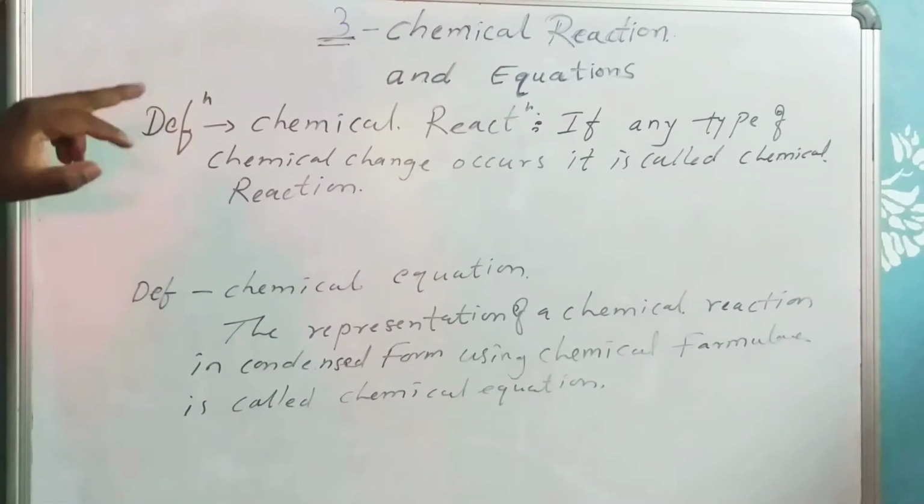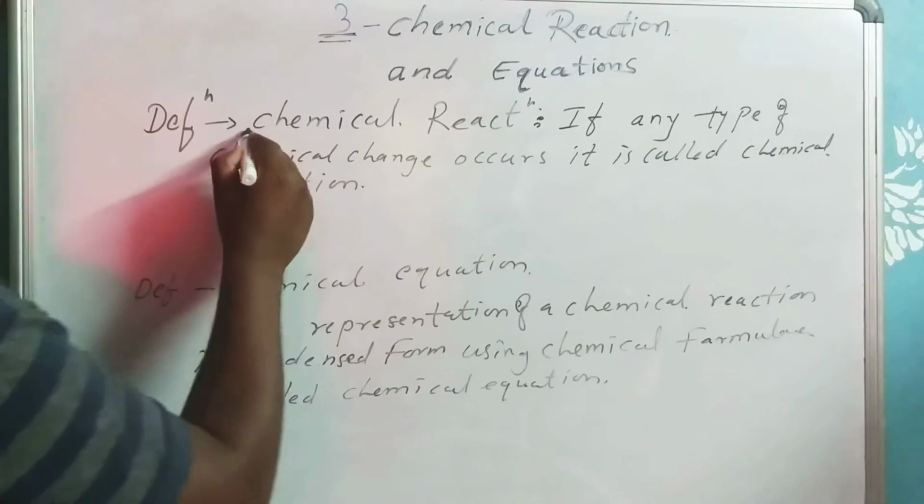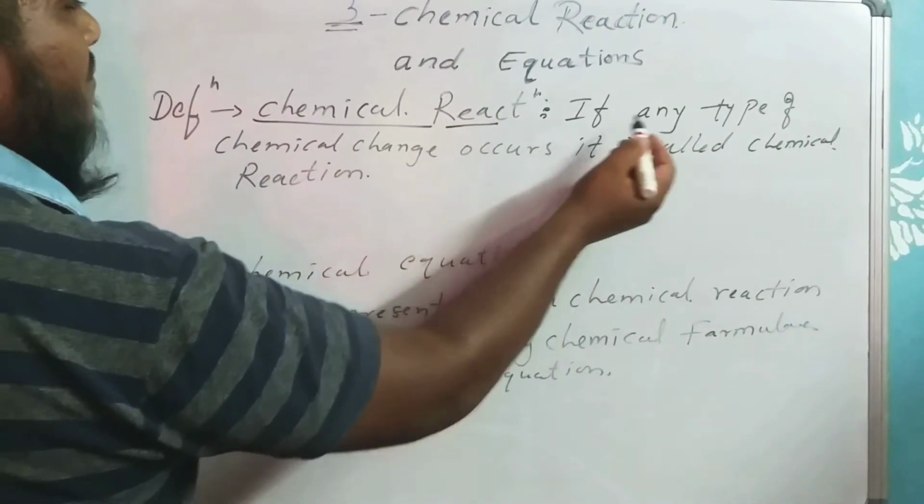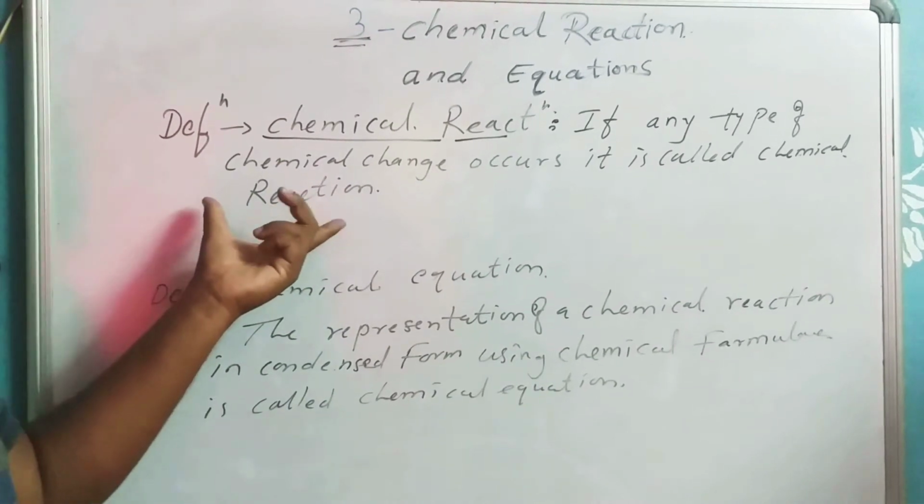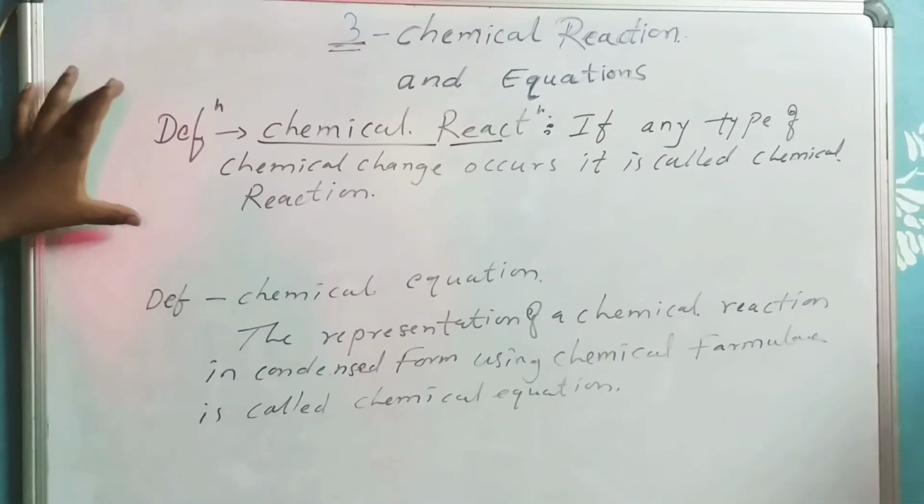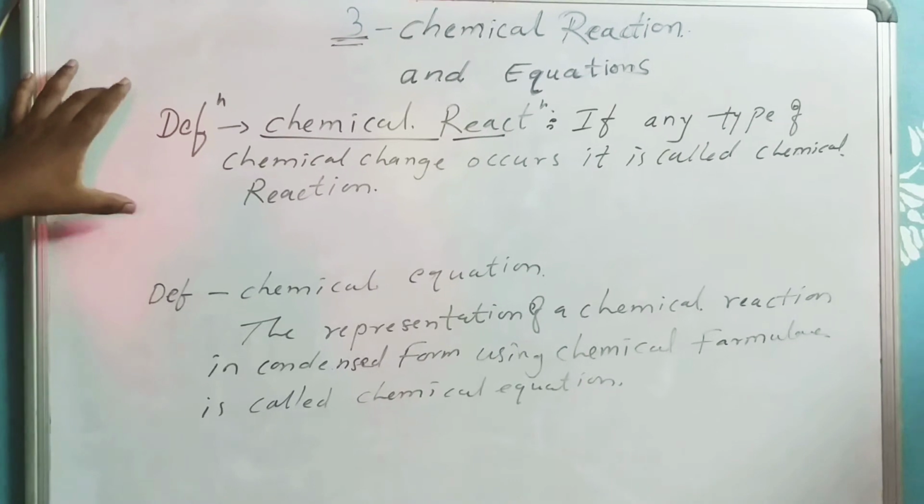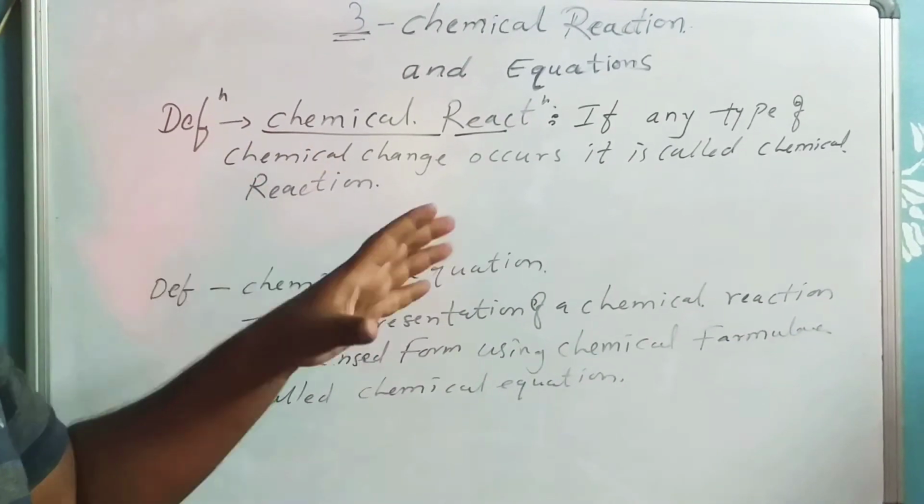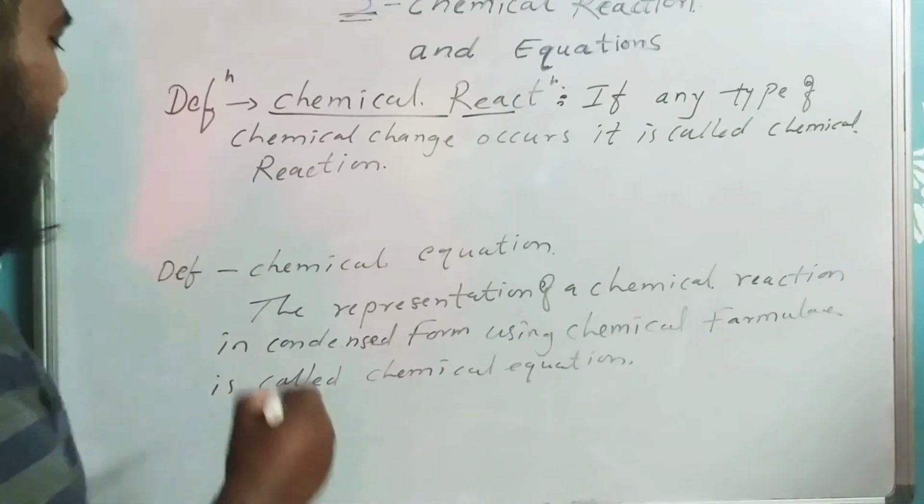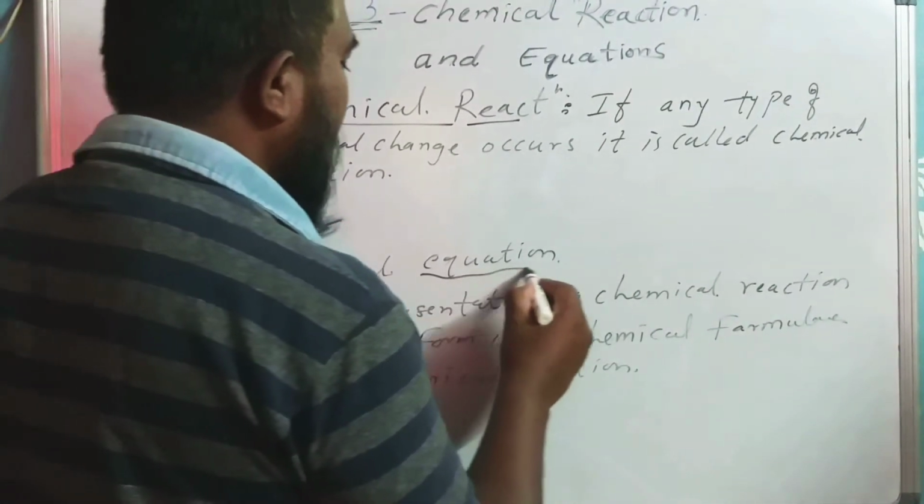Now the definition of chemical reaction is given here. Chemical reaction is defined as: if any type of chemical change occurs, it is called a chemical reaction. Any type of reaction that happens and shows a chemical change is called a chemical reaction. Another definition we have to study is: what is a chemical equation?